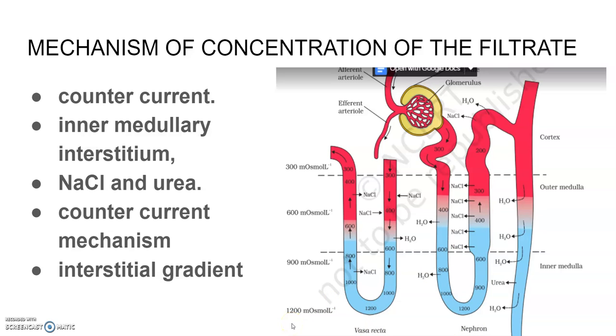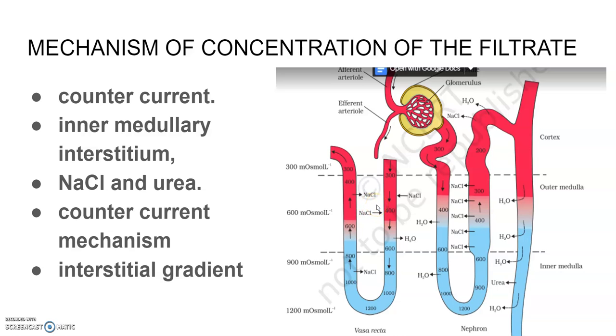The proximity between the Henle's loop and the vasa recta, as well as the counter current in them, helps in maintaining the increasing osmolarity towards the inner medullary interstitium, from about 300 milliosmoles per liter in the cortex to about 1200 milliosmoles per liter in the inner medulla. This gradient is mainly caused by sodium chloride and urea.